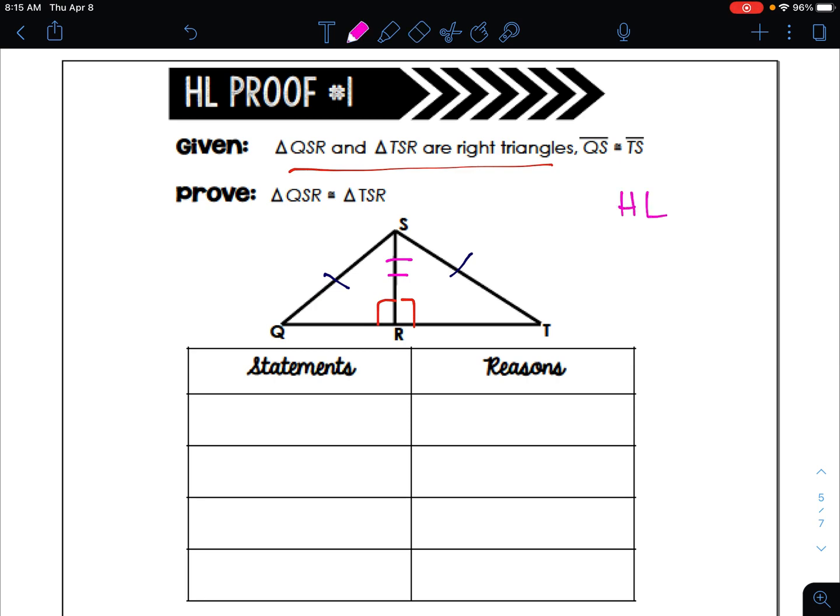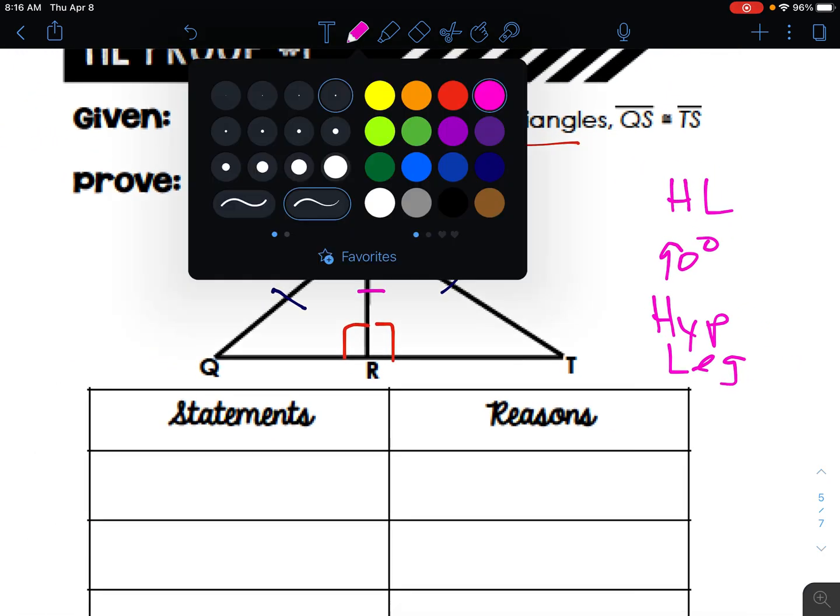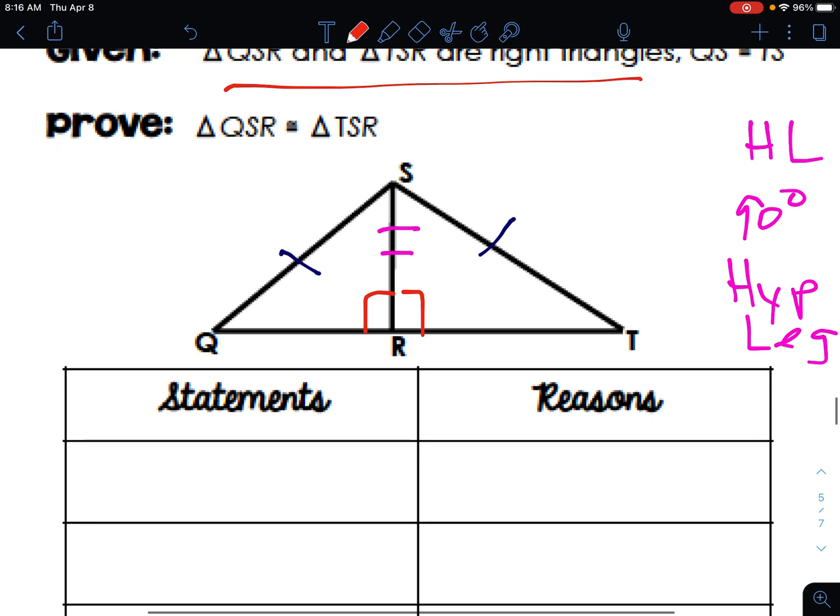The other property we have is HL. In order to be HL, we need to have right angles, 90-degree angles, a hypotenuse, and a leg. Okay? Hypotenuse is always across from that 90-degree angle. That's the blue or purple tick mark. The leg is either QR or SR. We have SR congruent to itself. So we can use HL on this one.